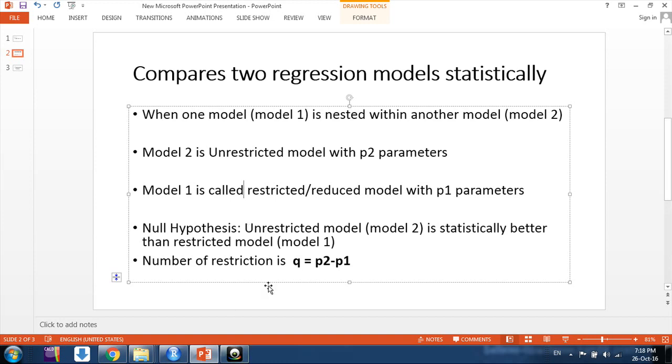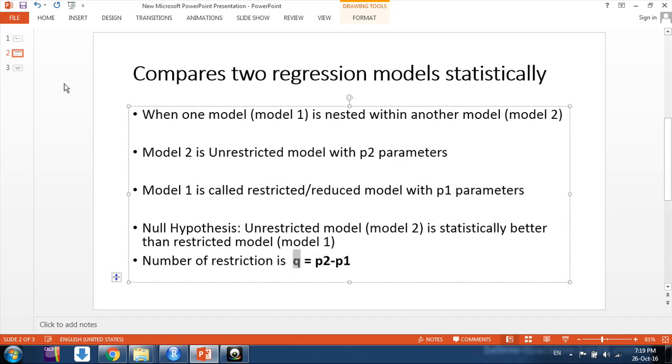Also, here we use the term number of restriction, that is Q in formula term, which is the difference of the number of parameters in the model, P2 minus P1. Suppose in model 2 we have P2 parameters, suppose three independent variables, and in model 1 we have only one parameter, one independent variable. The difference of them is 2, which is our Q, or number of restrictions.